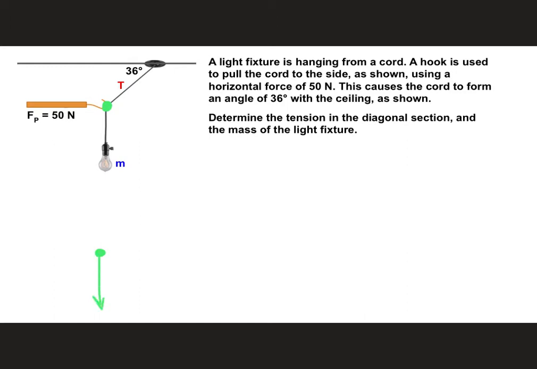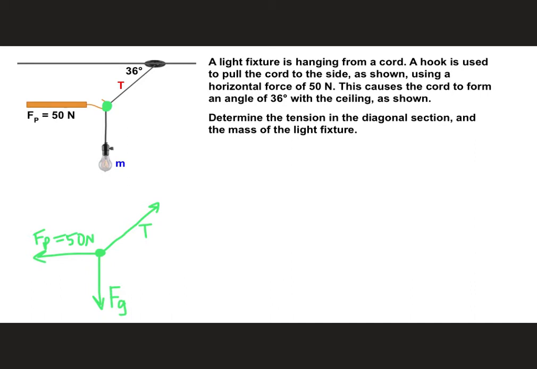There is weight pulling down. It's actually a tension force, but the tension would equal the amount of weight of the light bulb. So I'm going to think of it just as the weight of the light bulb pulling down. And then there is tension pulling at an angle up here. And then there also is an applied force of 50 newtons. That's perfectly horizontal. So what I'm going to do here is look at both the x and the y direction and see if I can figure out any of these unknowns.